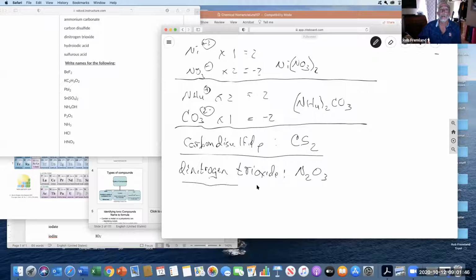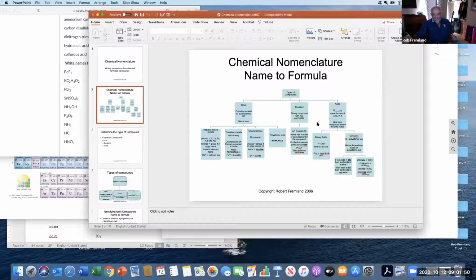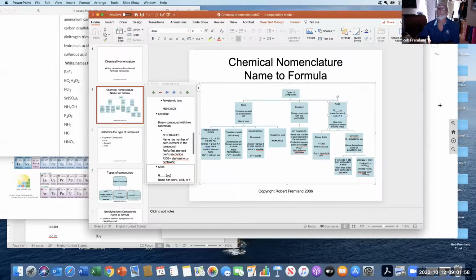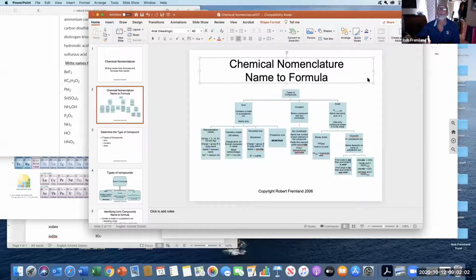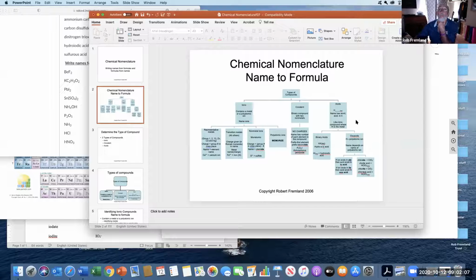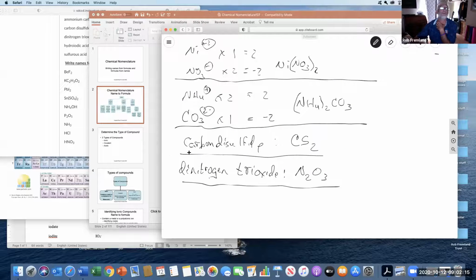All right, and then the last 2 are acids. For acids, you know it's an acid because it says acid in the name. That makes it really easy. Acids come in 2 flavors. There are what are called binary acids, which have a prefix hydro, and then there are the rest of the acids. And these ones are a little tricky. Acid nomenclature is crazy if you ask me.